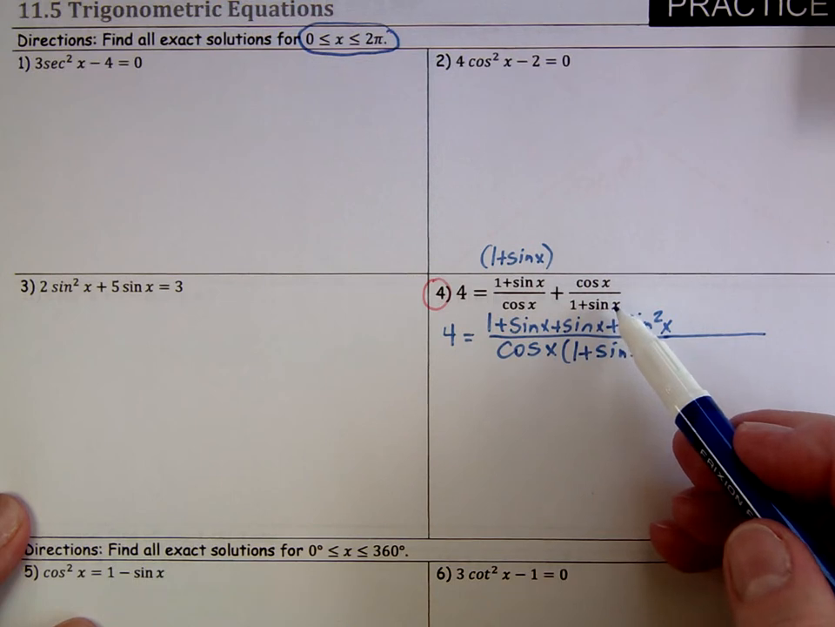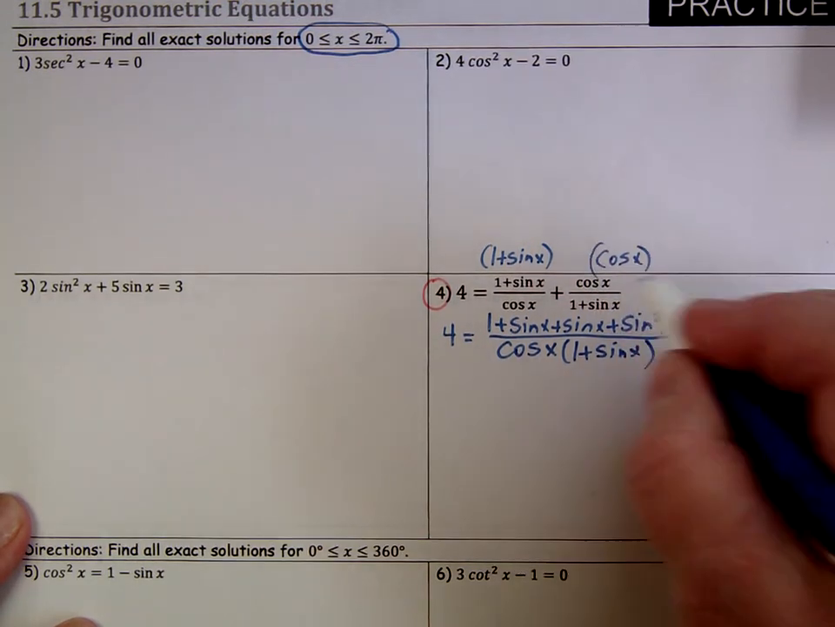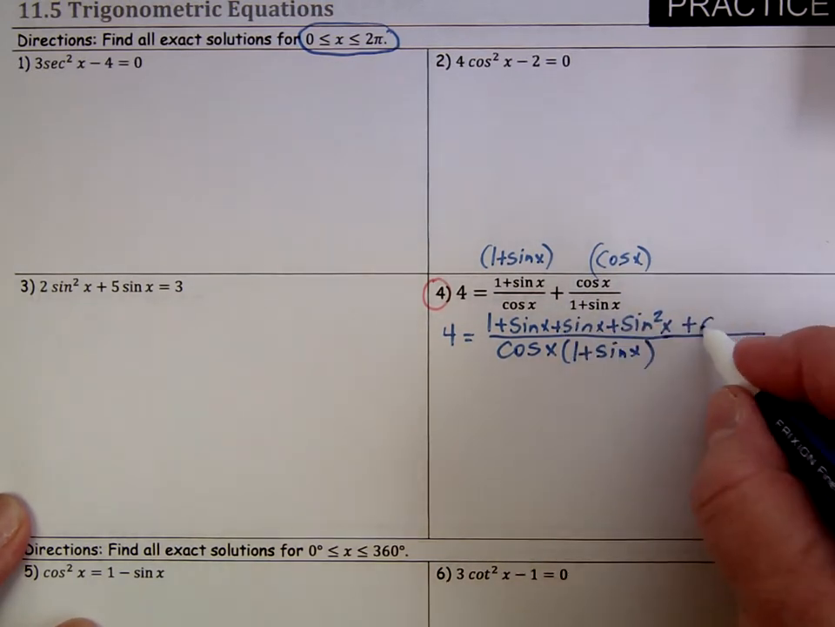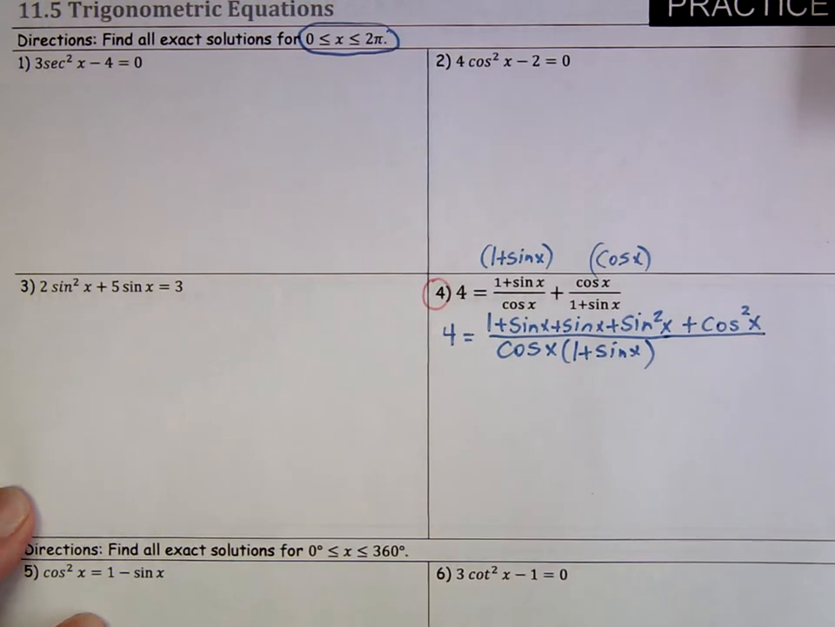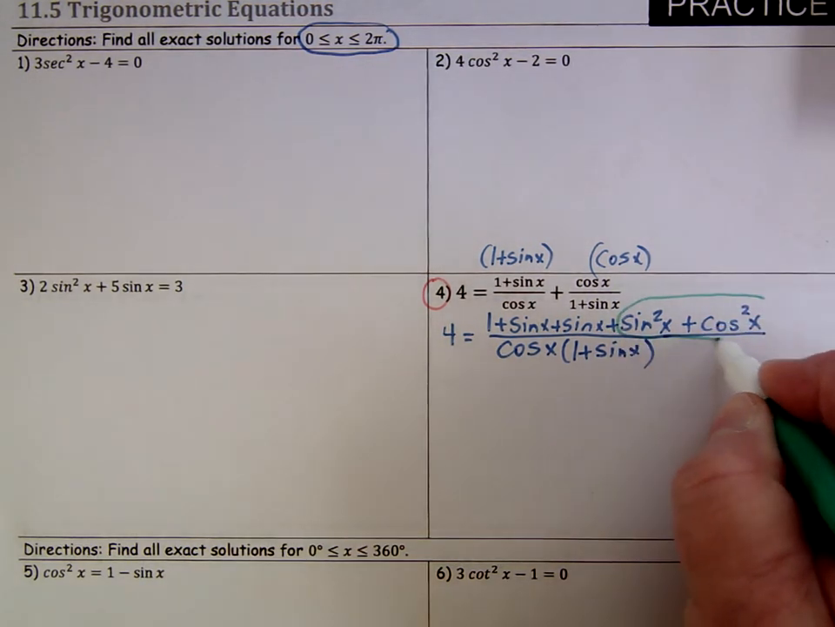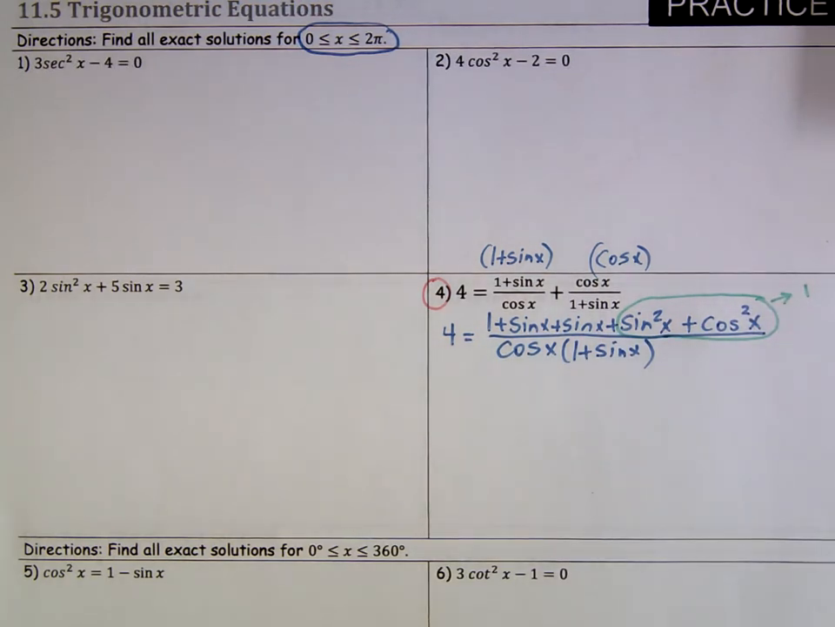Second fraction has the 1 plus sine of x. It needs the cosine of x. This guy I've got to multiply by cosine of x. Well, cosine times cosine is cosine squared. There's a plus sign there. All right, there's a trick to this one. Do you see it? Do you see it? Sine squared plus cosine squared. What do you know that that is? Hopefully you remember that that equals 1.